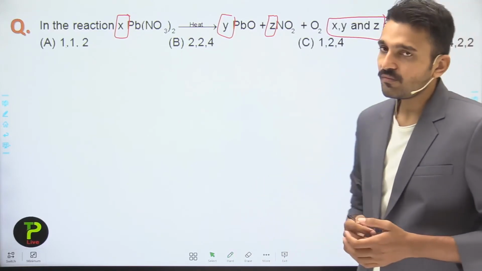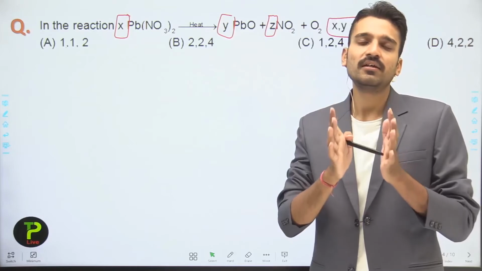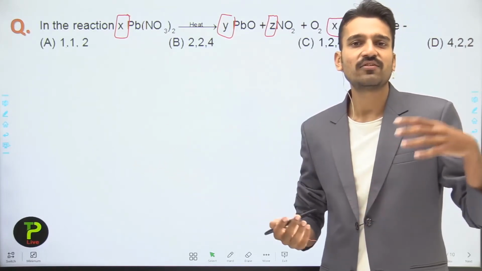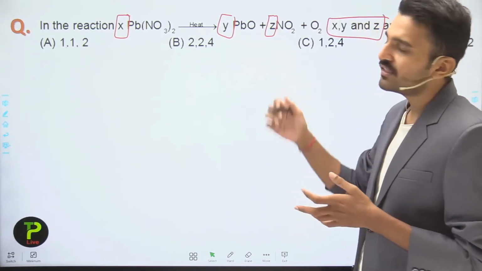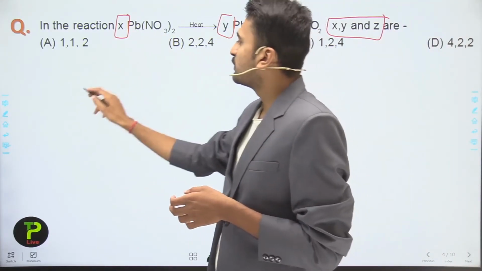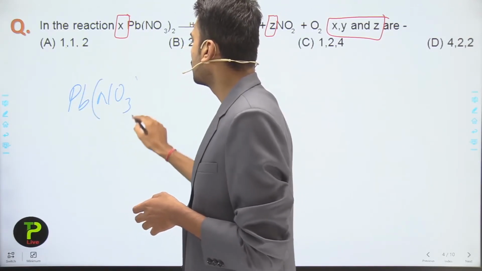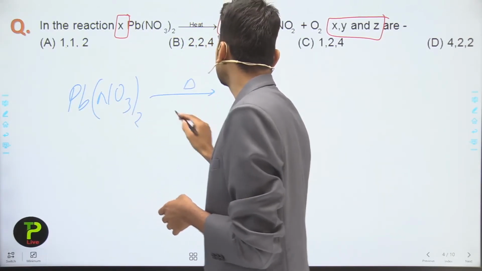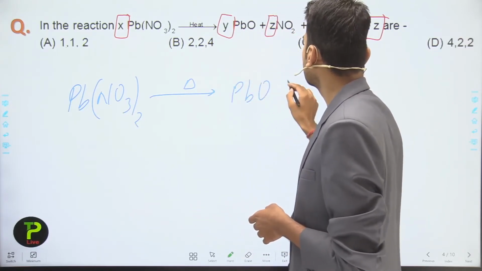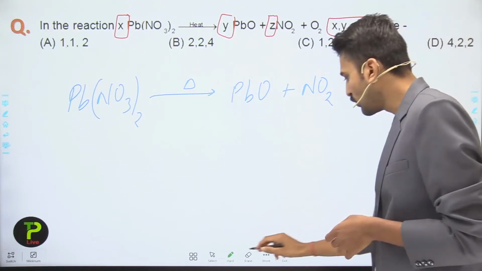So for proceeding with such types of reactions, what you have to do is simply balance the number of atoms on both the reactant side as well as the product side. So on balancing the number of atoms, you get what? So I'm writing this whole reaction here. You get PbO, NO2 plus O2.